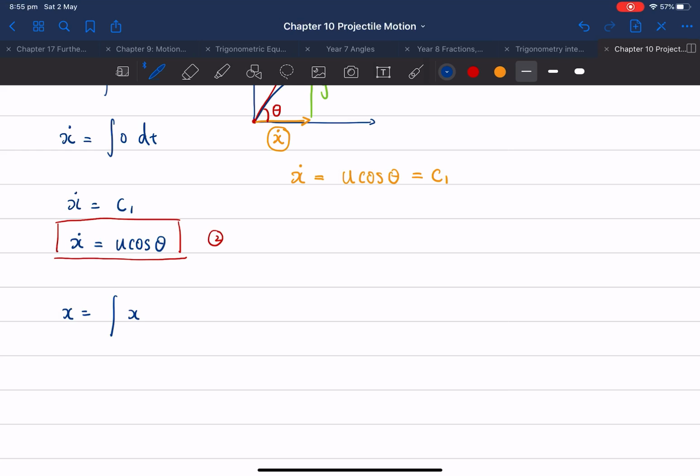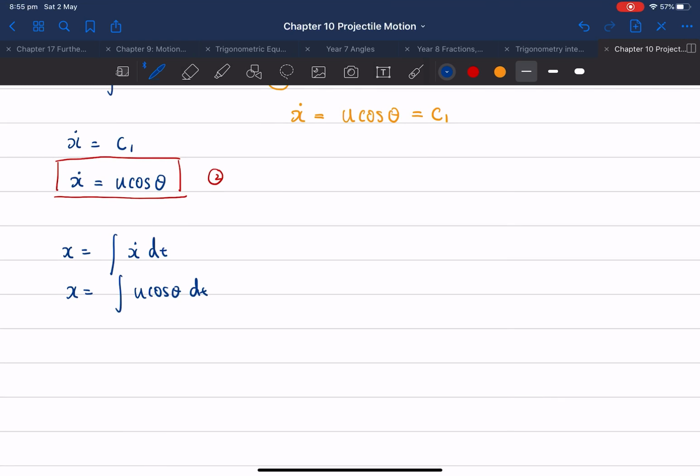So we need to integrate the horizontal velocity with respect to time. So x is equal to the integral of u cos theta dt. Now, please remember u cos theta is just a constant number, because u is a constant here. You know the initial velocity, and theta is just the angle of projection. That's a constant number as well. So u cos theta is not a variable, it's a constant. So when you integrate that, x is equal to ut cos theta. And of course, we have to add C2 at the end.